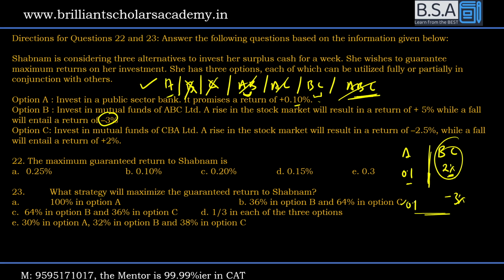If BC gives me less returns than A, why will I bring in A? There are only basically two choices: put all your money in A, or put your money in B and C. How to put, we'll talk about that. Look at the question options.